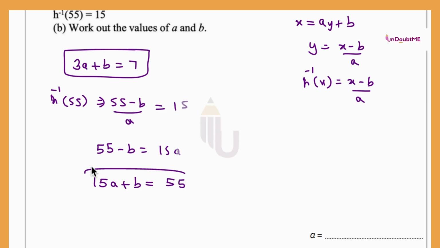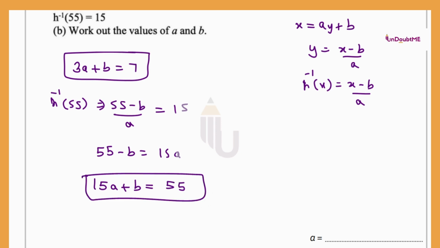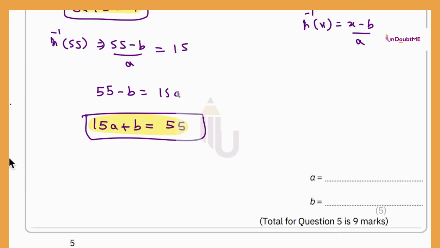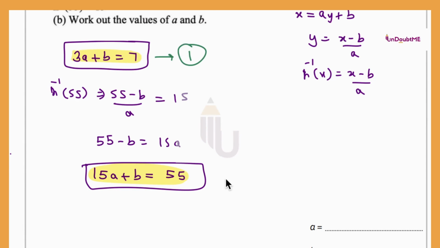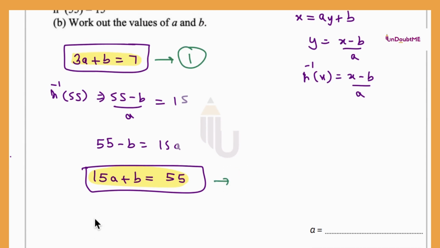Now I have two of these equations. I have to solve them simultaneously and get a and b values. That is what they are asking finally. We need to get a and b. So now, let's say this is equation 1, this is 2. I will be doing 2 minus 1.